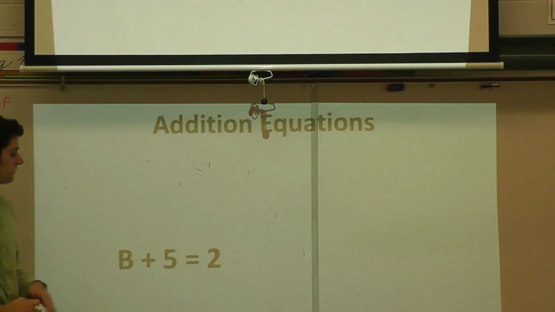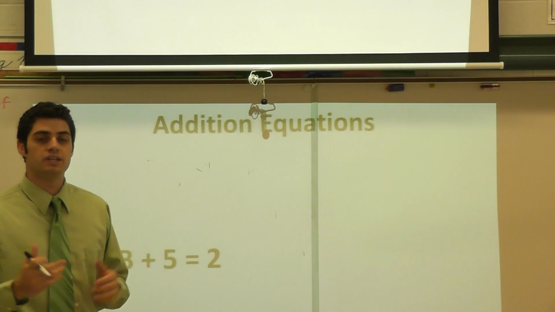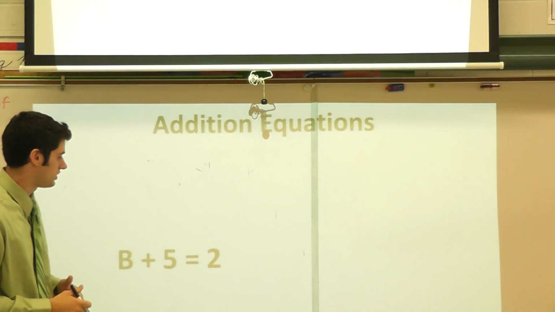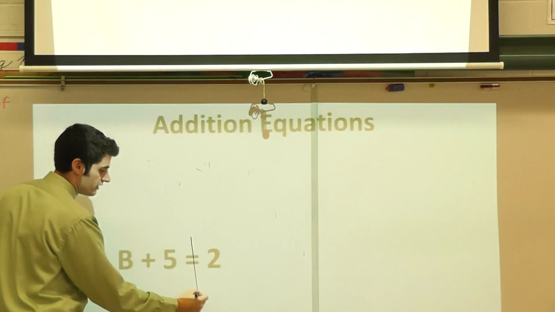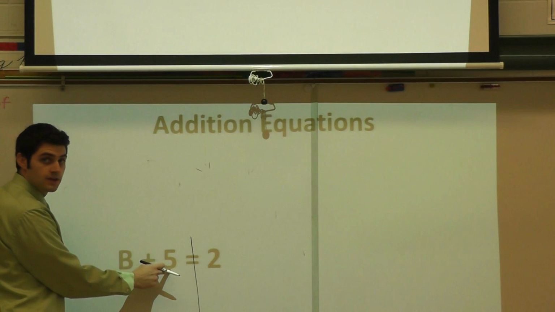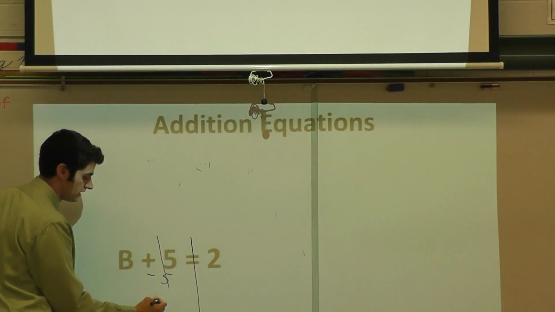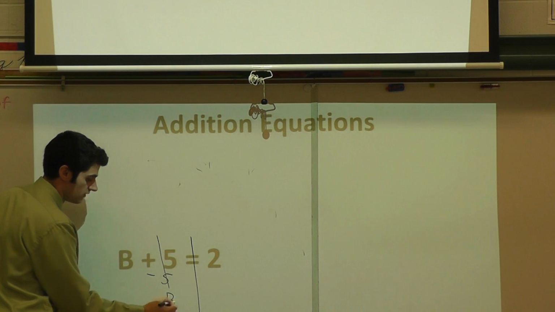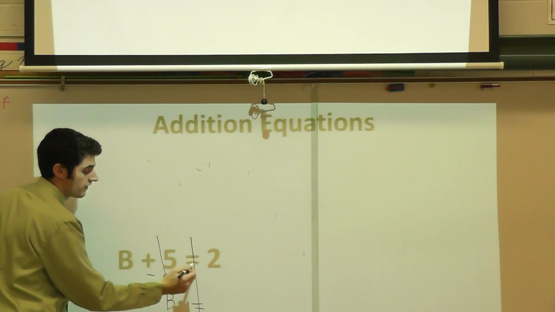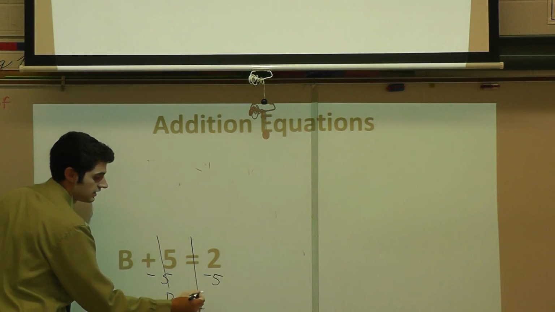If my problem is b plus 5 equals 2. Again, b is my variable. My goal is to get it by itself using the inverse operation. So I'm going to draw my line down the middle, and I'm going to solve for b. If I have a plus 5, I must subtract 5 to get rid of that. That becomes 0. I'm left with b on this side. What I do to one side, I must do to the other. So if I subtracted 5 from here, I must subtract 5 from this side.